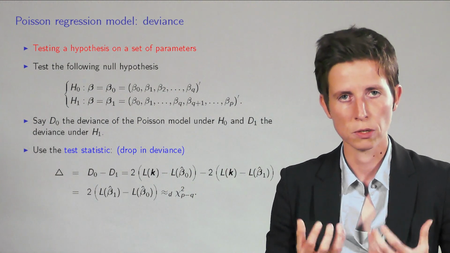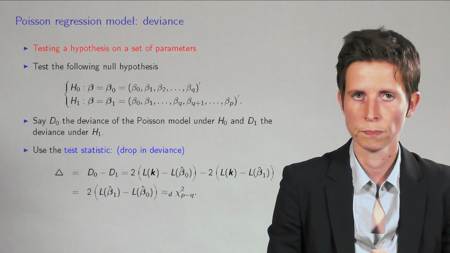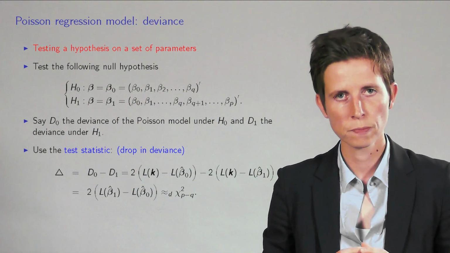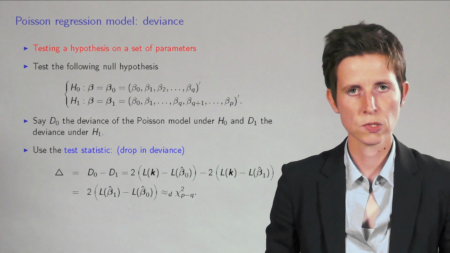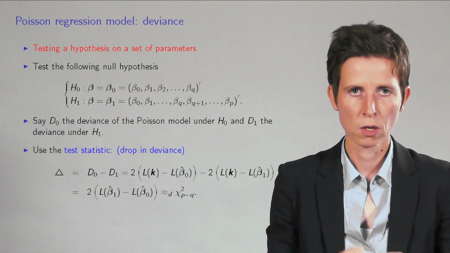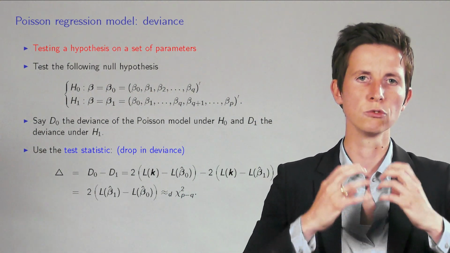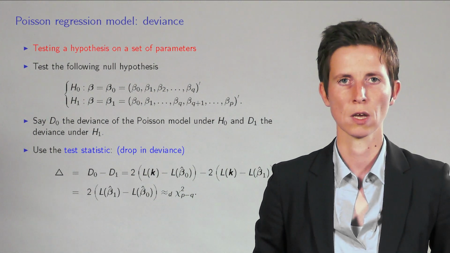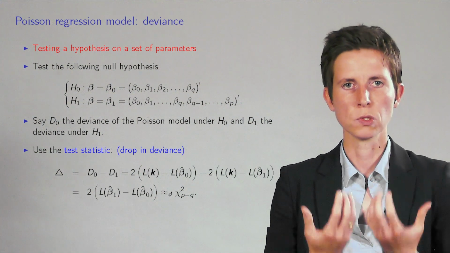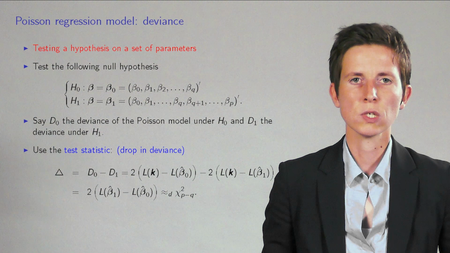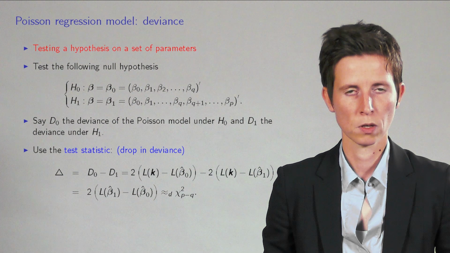Say that D0 is the deviance of the Poisson model under the null hypothesis, and D1 is the deviance of the model obtained under the alternative hypothesis. Our test statistic then becomes delta, that is equal to D0 minus D1, and we call this the drop in deviance test statistic. At the bottom of this sheet, we work out explicitly this drop in deviance statistic using the expression that we built up on the previous sheets for the deviance.